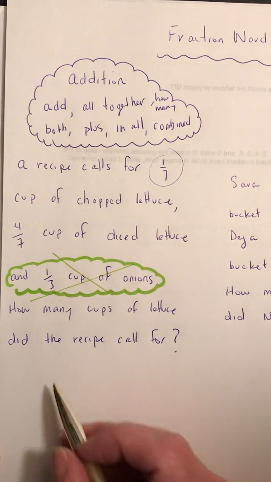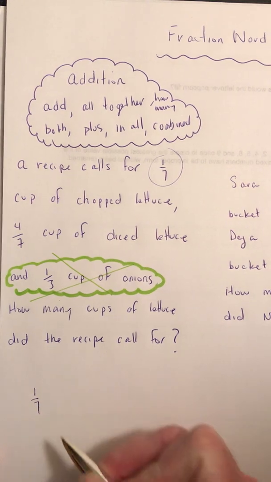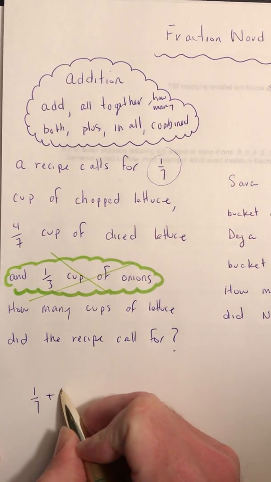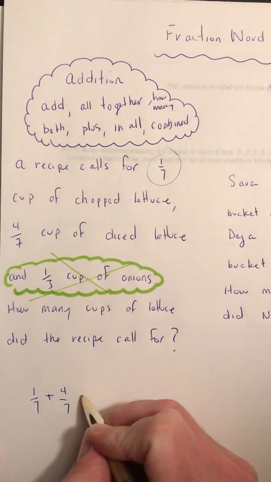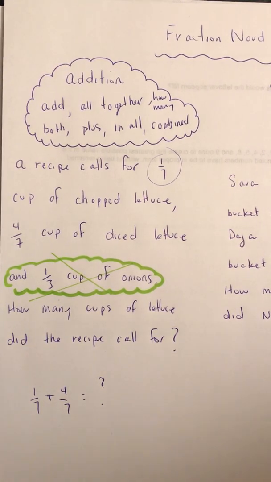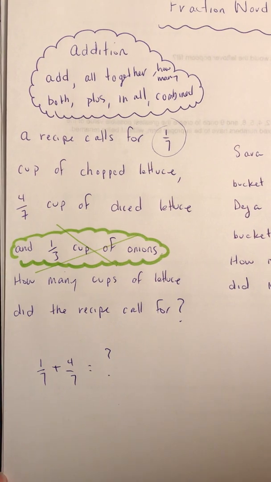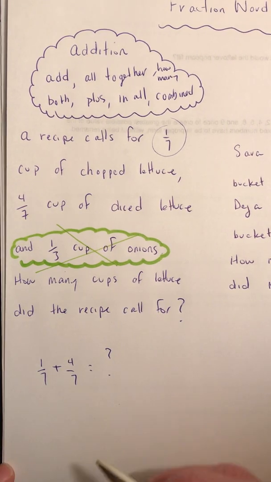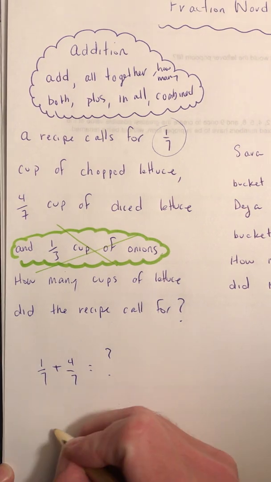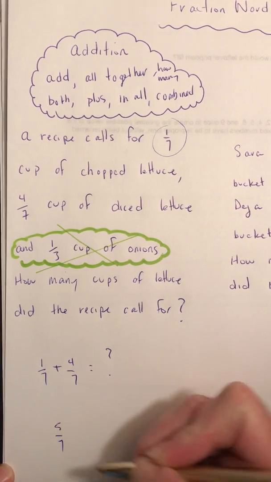Okay. So we got 1/7 plus 4/7 equals. No, we don't know how many cups of lettuce are used. This is a simple one, guys. This is a common denominator that's already been done for us. So what we're going to do, we're going to add the numerators, and we know that how many cups of lettuce did the recipe call for. For this one, 1/7 plus 4/7 is going to be 5/7.